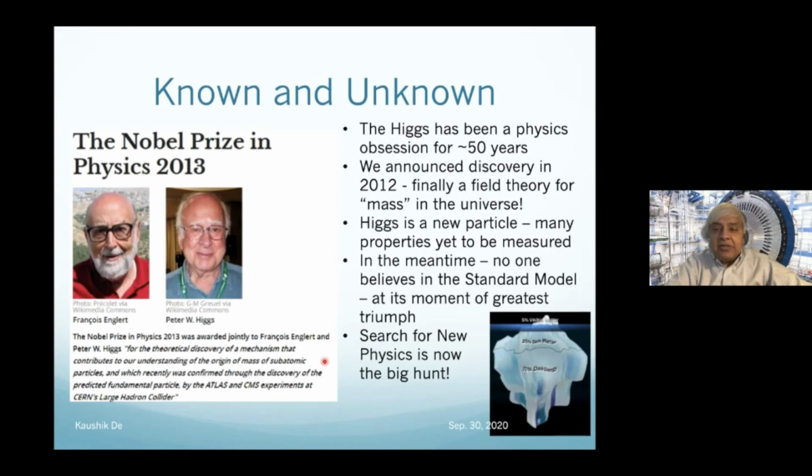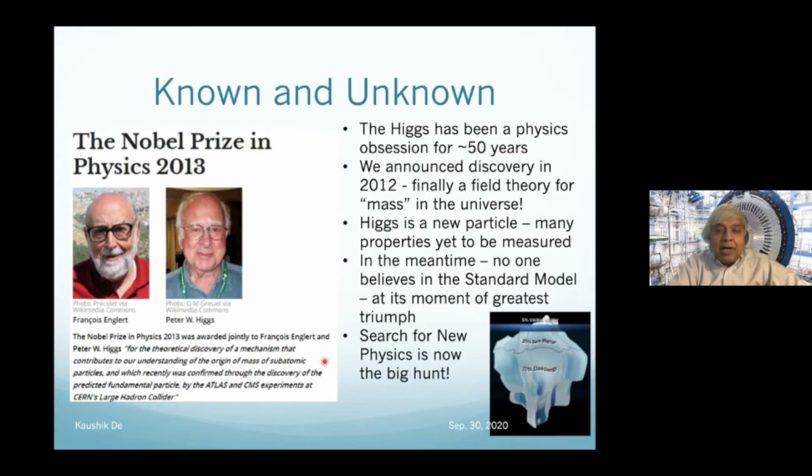When we announced the discovery of the Higgs boson in 2012, it was a new particle, and a very complex particle, with many properties that remain to be measured. Physicists will be studying the Higgs for at least the next 20 years. When you find something as complex and as fundamental as the Higgs boson, it takes 20, 30 years to measure all of its properties and figure out everything about it.